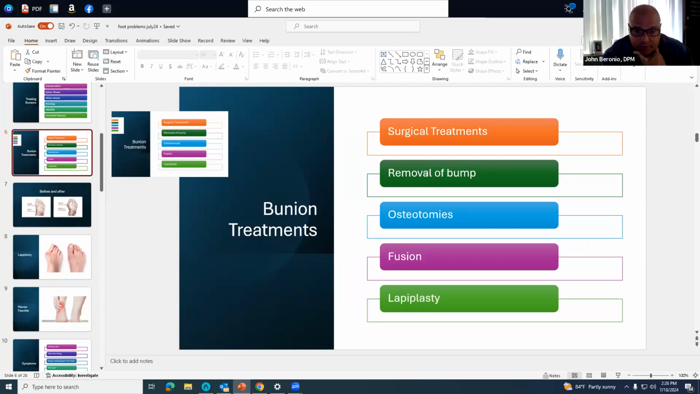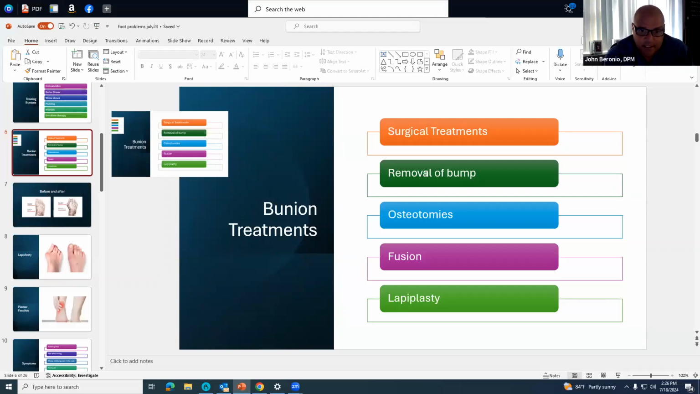Sometimes, though, people would just want to have that big bump removed. And the bump is what's causing pain, and in an older patient where you don't want to have an osteotomy, which is cutting the bone and shifting it, moving it, you just want to get rid of that bump. It buys you a lot of time, and that's a very viable option for an elderly patient.